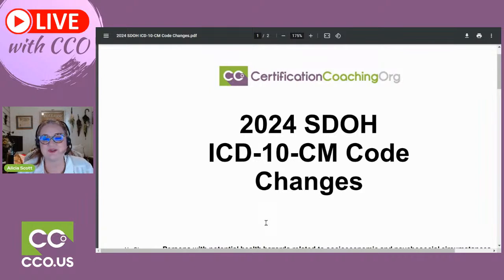So that was the 2024 social determinants of health in the ICD-10-CM code set, the new changes for that area. We're going to come with more changes in the near future.